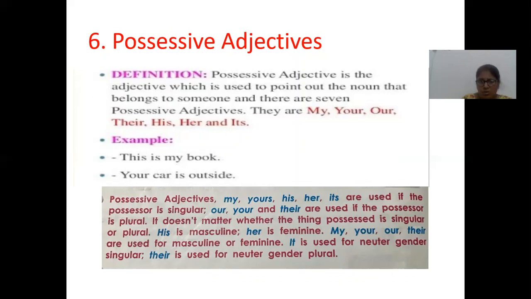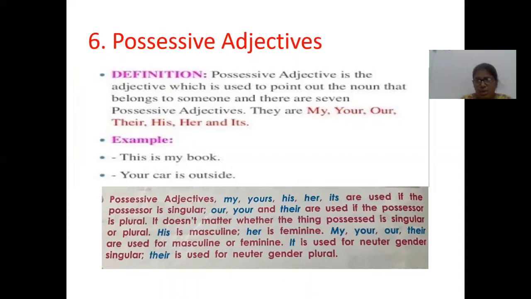Okay. Now, possessive adjectives my, your, his, her, its are used if the possessor is singular, if the owner is singular. Our, your and their are used if the possessor is plural. Possessor means a person who owns something. It doesn't matter whether the thing possessed, the thing which is belonging, is singular or plural. It can be singular also, it can be plural.